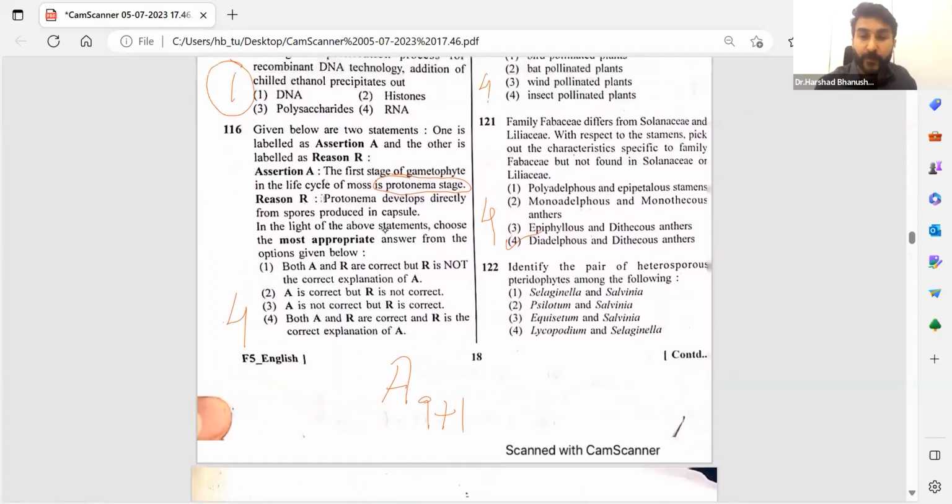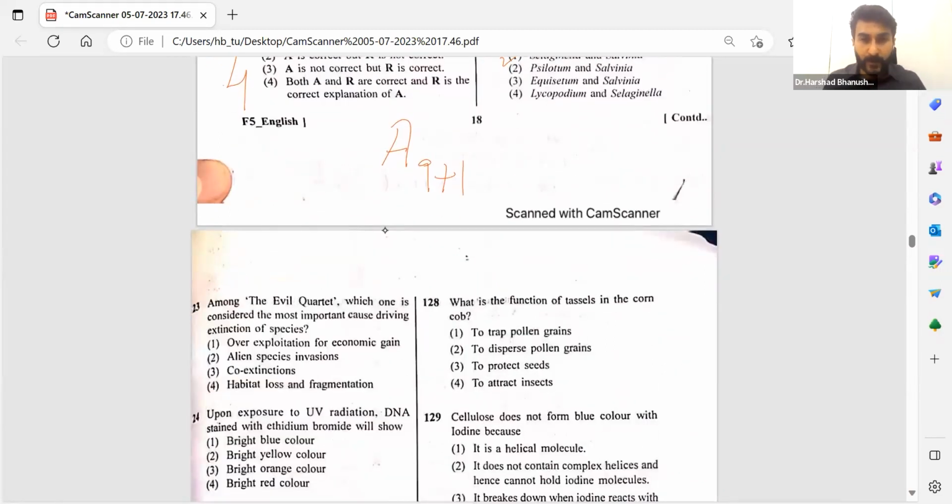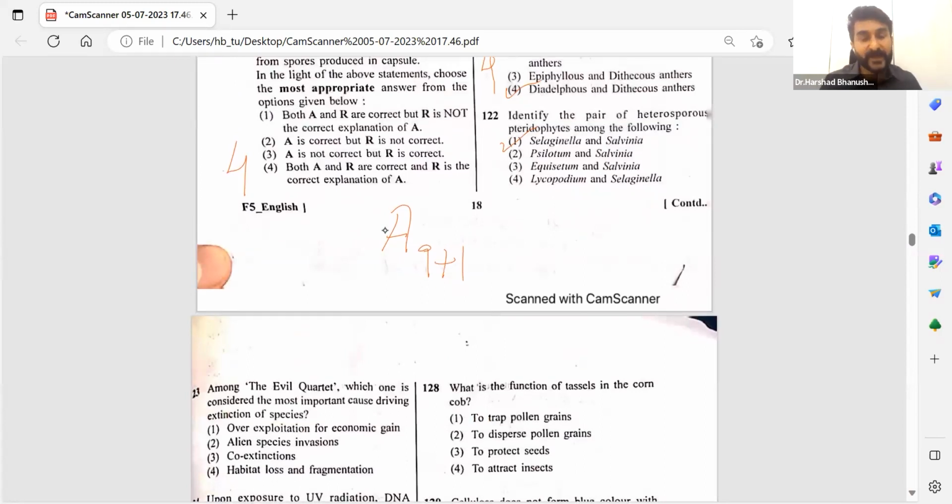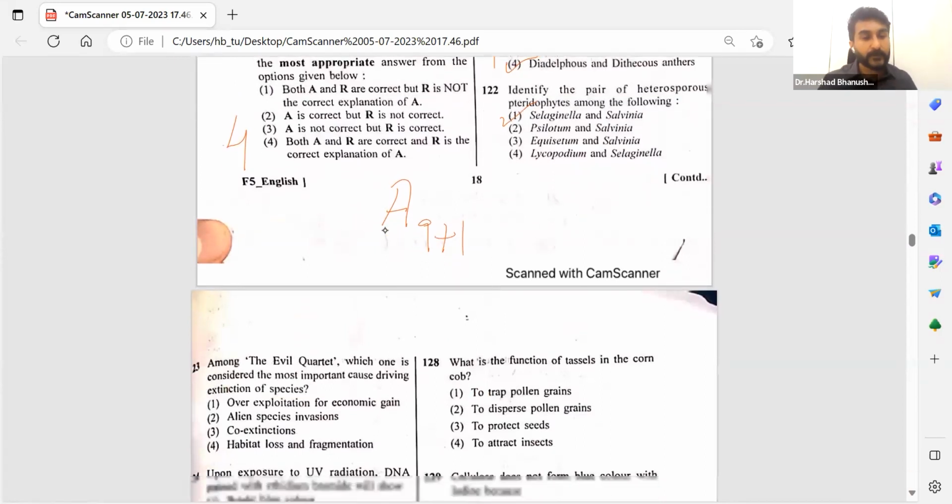Identify the pair of heterosporous pteridophytes. There are two genera in pteridophytes which are heterosporous. One is Selaginella, the other is Salvinia. So in this case, our answer would be option number 2. Pardon me, option number 1, which is Selaginella and Salvinia.